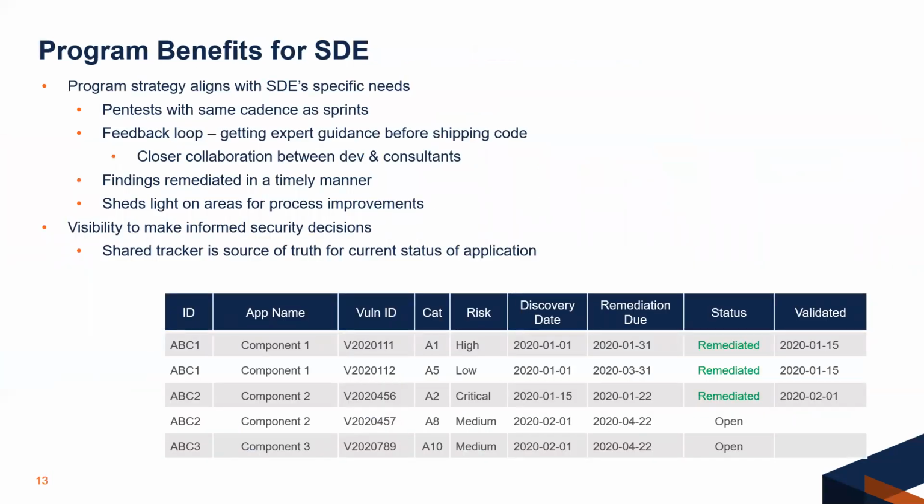So as a result of implementing this program, we've actually already seen huge improvements compared to previous iterations. Because the strategy of the Agile pen testing program is to match the cadence of our release cycle and have pen tests occurring more regularly, we've been able to tighten the feedback loop. So we're getting expert guidance long before we ship code. This allows much closer collaboration between developers and security consultants, and much more focused guidance and insight on security vulnerabilities.